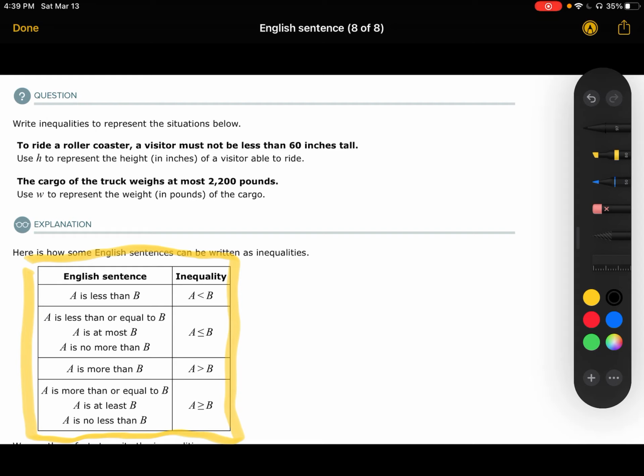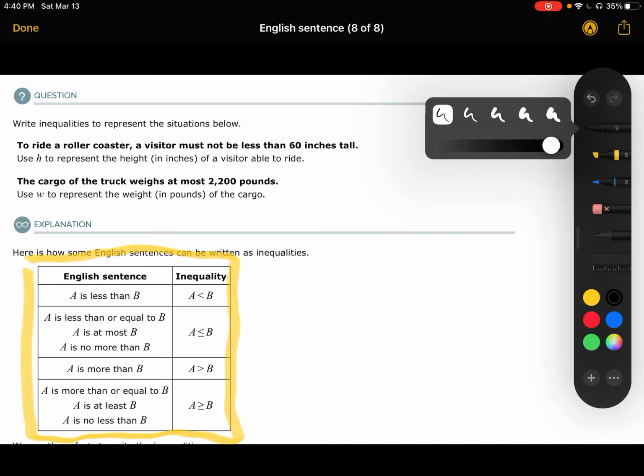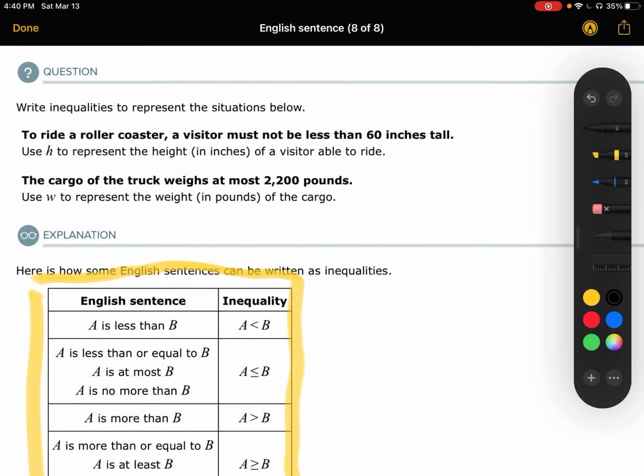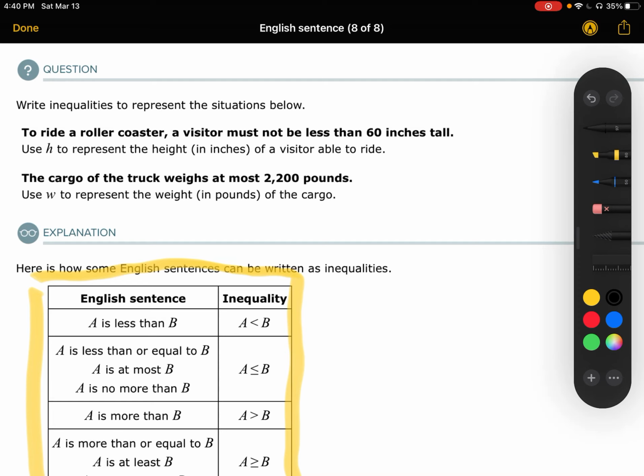Anyway, so it says to ride a roller coaster, a visitor must not be less than 60 inches tall. So when you're writing an inequality, it's really important that you write things in the order that they are mentioned. It says use H to represent the height in inches of a visitor able to ride. So you're going to use H, because that's the variable that it gives you.